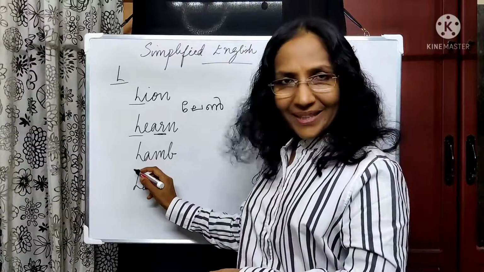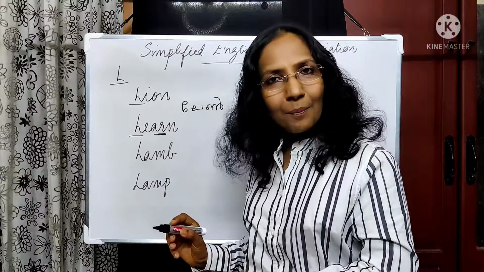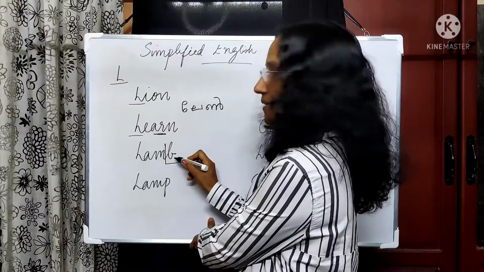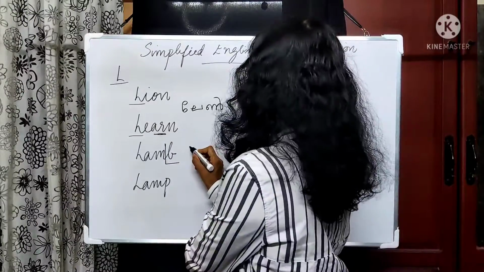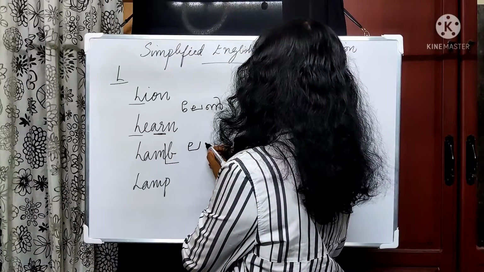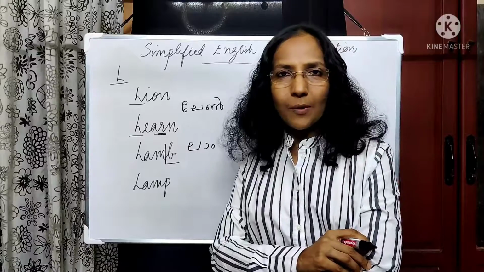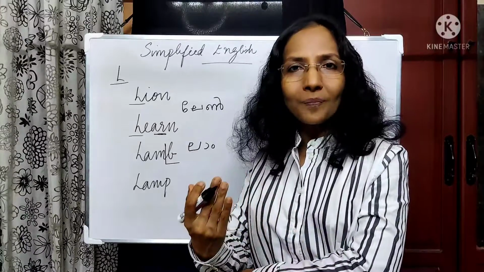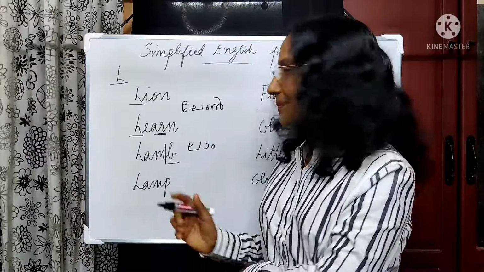Again, another word. How do we pronounce it? It's lamb, not lamb with the B sound. So there is no need to articulate the last sound. This is silent. It's just lamb. Okay, because the last sound is silent, as in comb, tomb, which we have seen in the previous words.